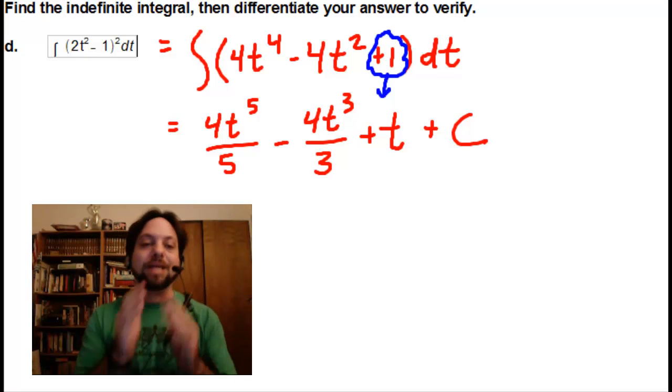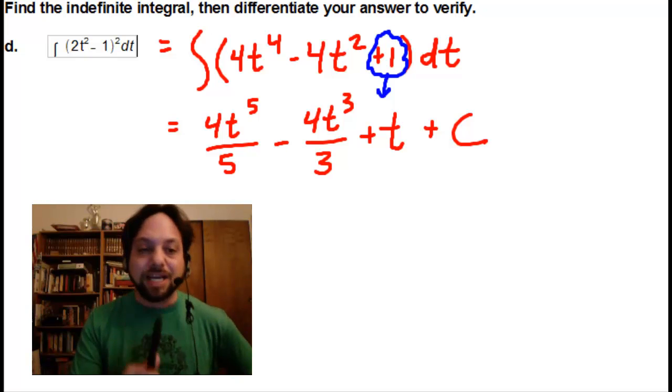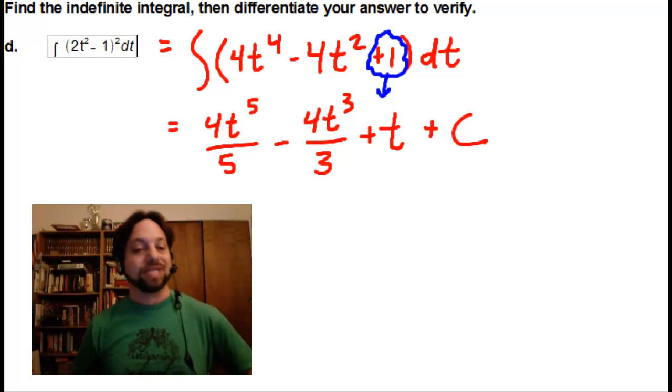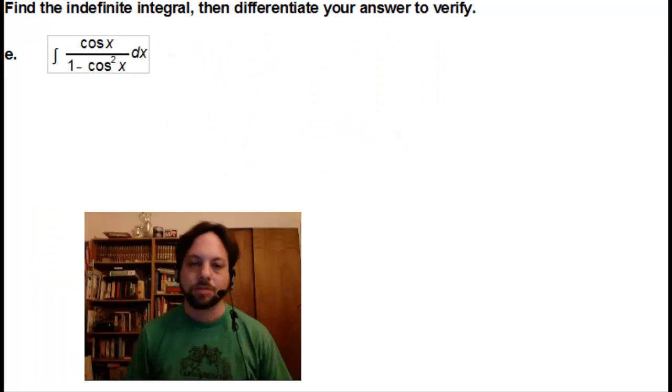Example E might not be so simple. But before we get to example E, take a look at it. See if there's anything you can simplify on it before you do the integration. And that might help you out if you want to try working that out yourself before we get to it together. Of course, we're going to get there right now.